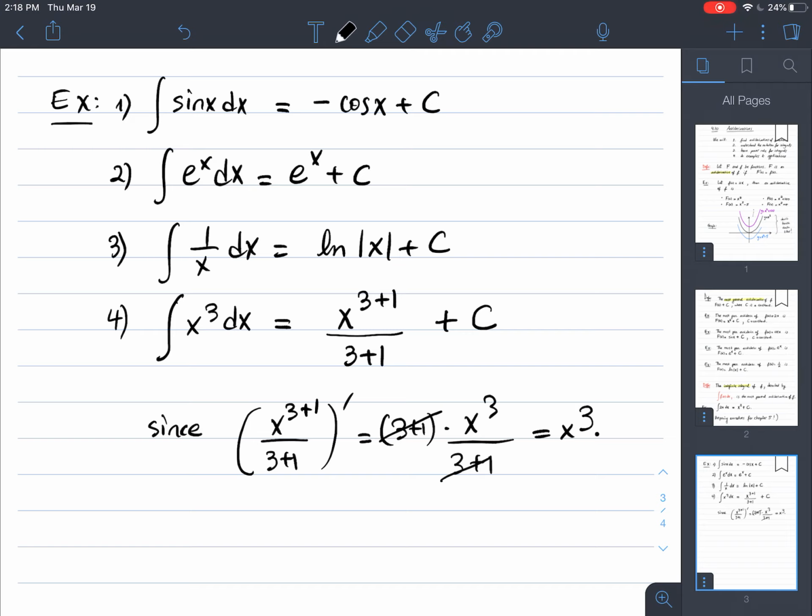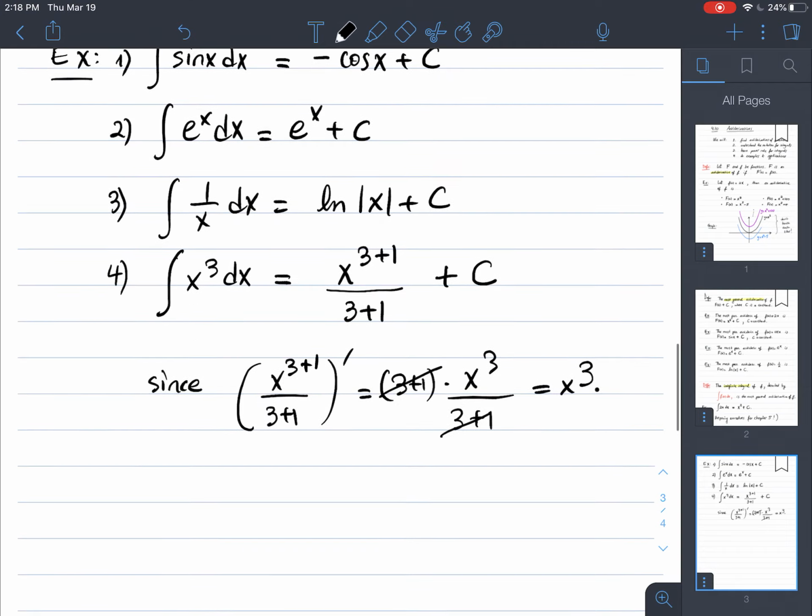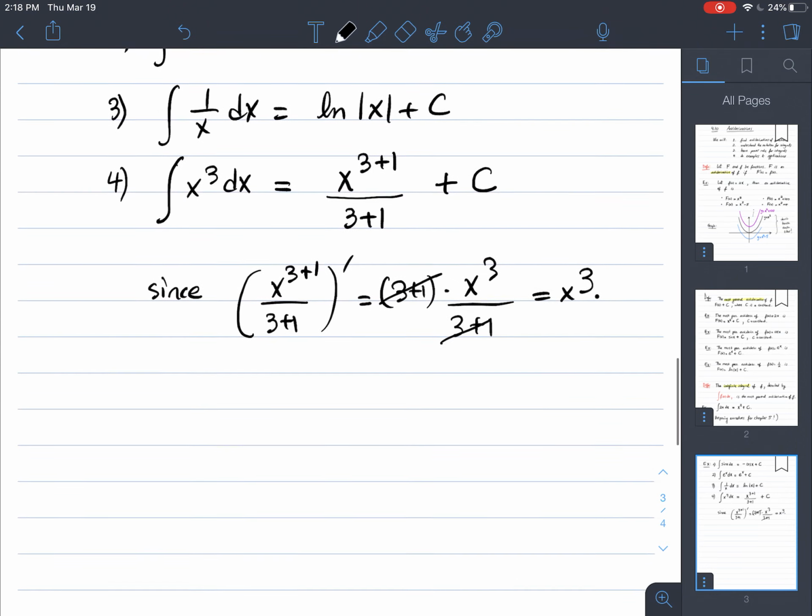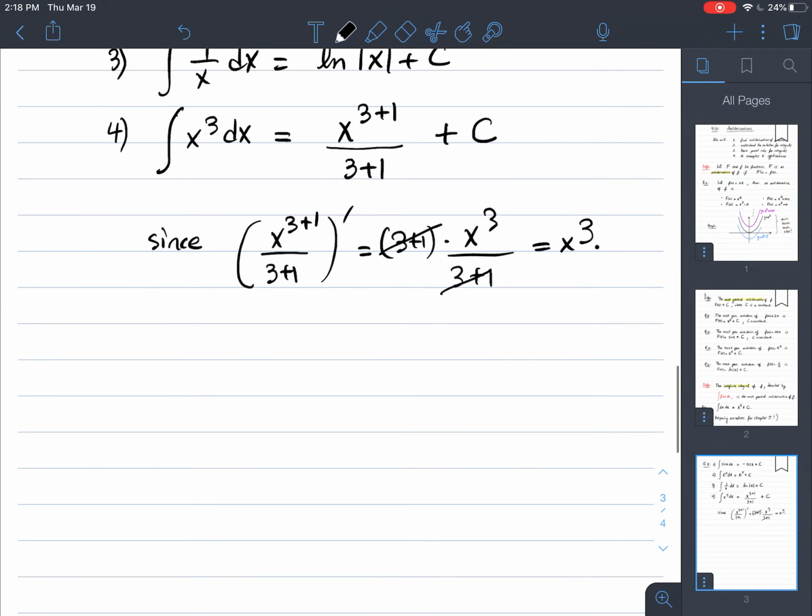All right, so I hope everything is going fine so far. So now we can introduce to you this general rule for integrals, and it's called the power rule for integrals.